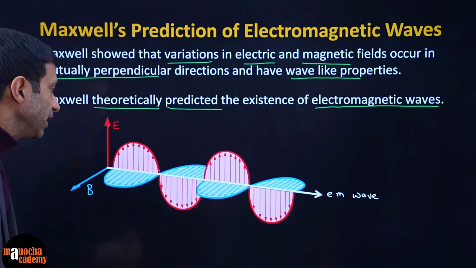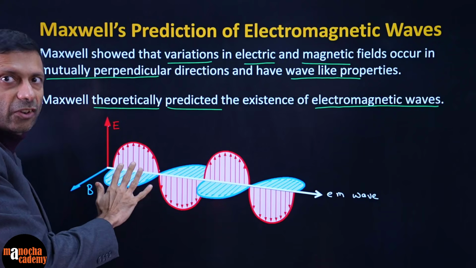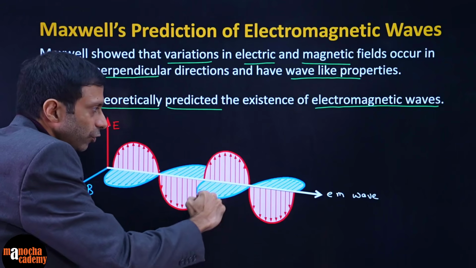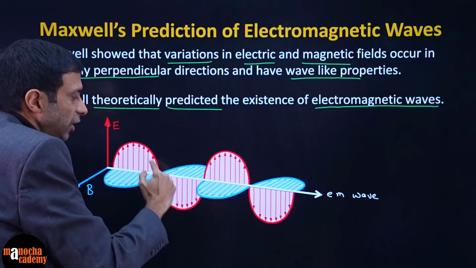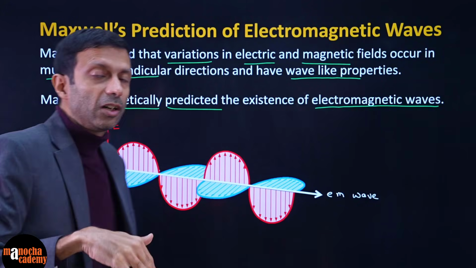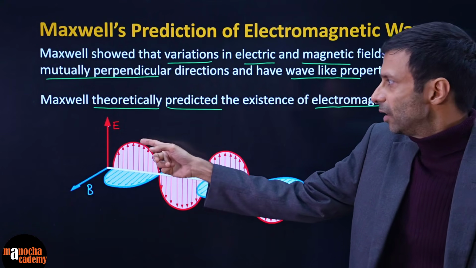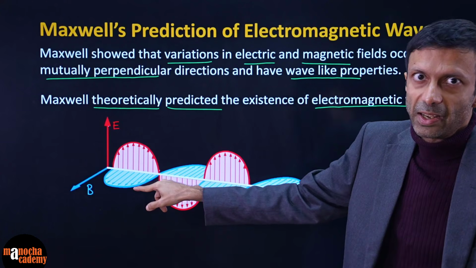So what he was predicting is that when there is a changing electric field, which we'll talk about, not a constant, a changing electric field. So just focus on the red part. This is your changing electric field. That in turn will induce a magnetic field perpendicular to it, right? So this electric field induces the magnetic field.